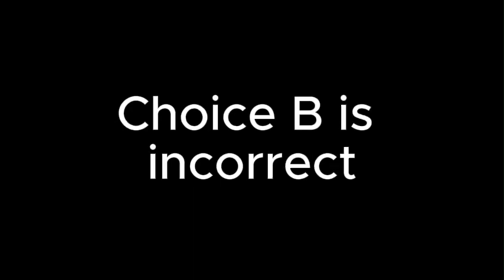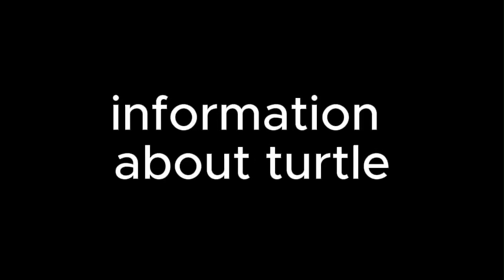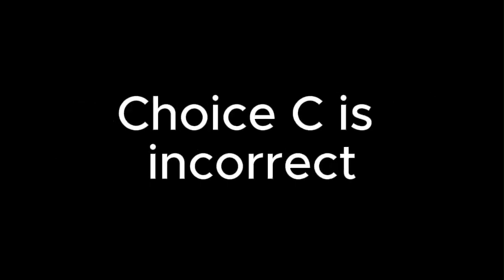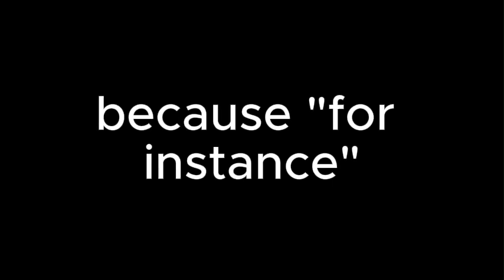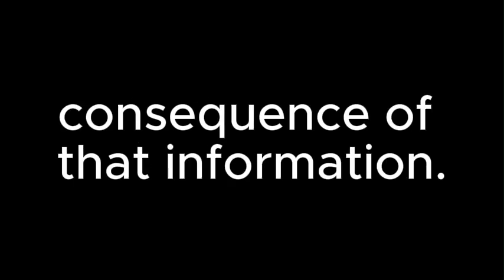Choice B is incorrect because "however" illogically signals that this sentence contrasts with the previous information about turtle shells appearing external to the animal. Instead, it presents a consequence of that information. Choice C is incorrect because "for instance" illogically signals that this sentence provides an example supporting the previous information about turtle shells appearing external to the animal. Instead, it presents a consequence of that information.